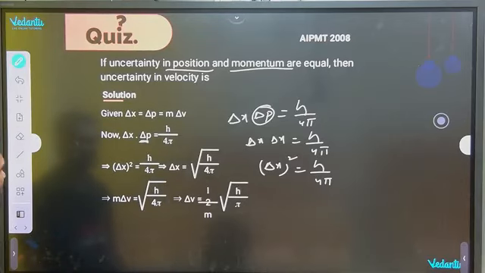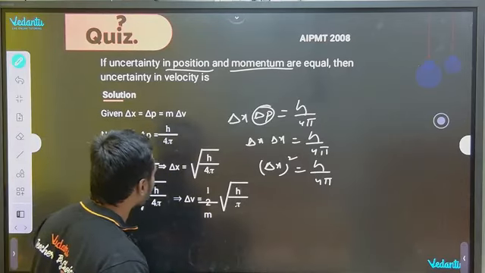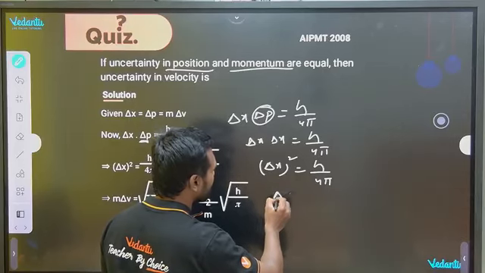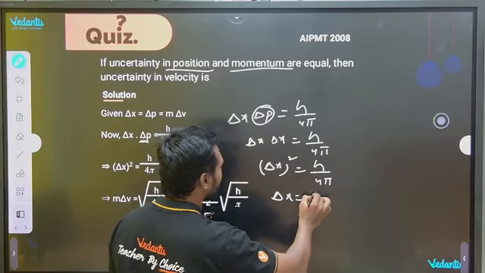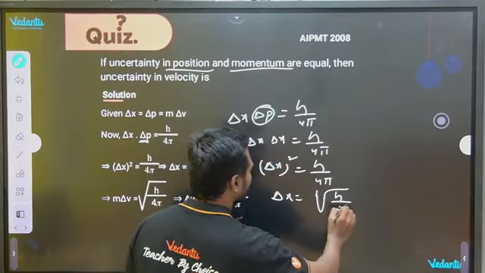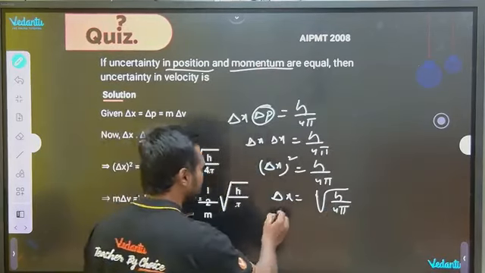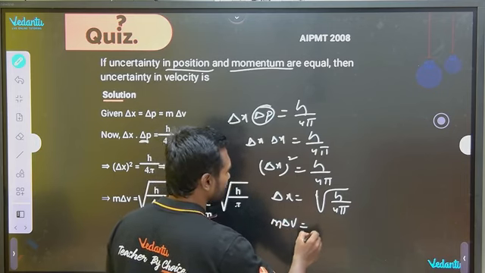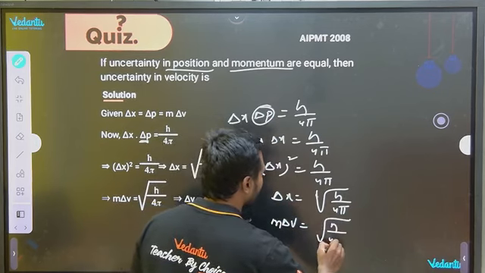So delta x is equal to, this is changing, okay, delta p also you will get. Now delta x is equal to under root h by 4 pi. Keep the 4 pi like that only. Now this is even delta p also. So m into delta v, that is equal to under root h by 4 pi.